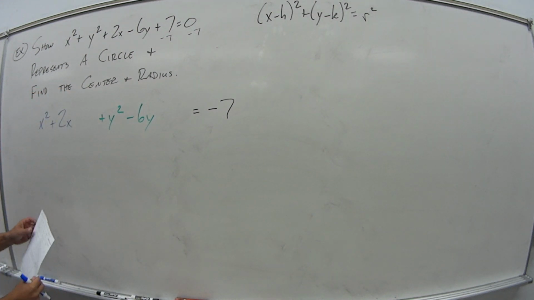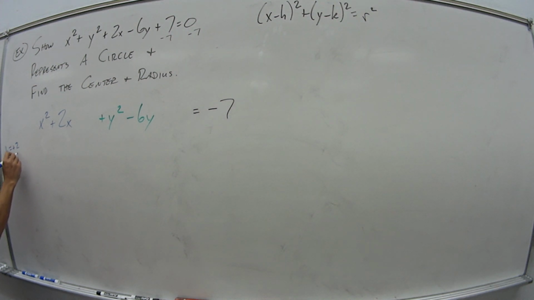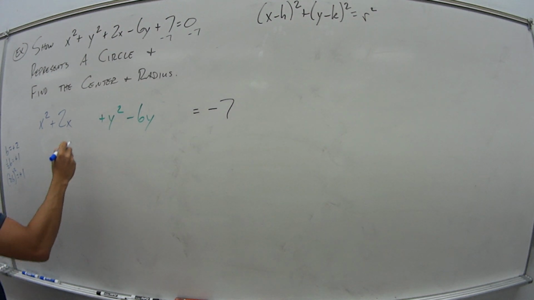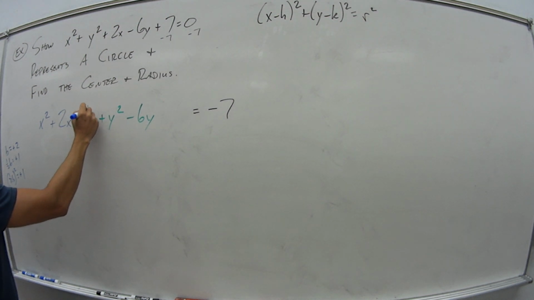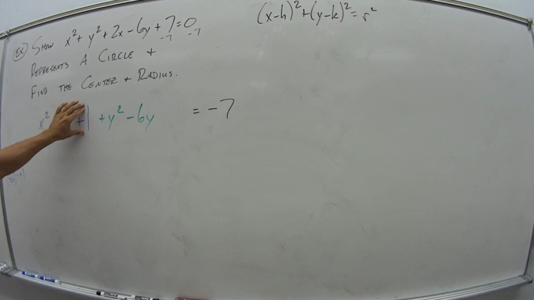So let's complete the square for the x part. So if I do that, what's the process? Well, I have to say b is what? B is plus 2. 1/2 of b is plus 1. And then if I square that value, plus 1 squared is still plus 1. So I'm going to add 1 in here. That's why I left that space. So now I have x squared plus 2x plus 1.